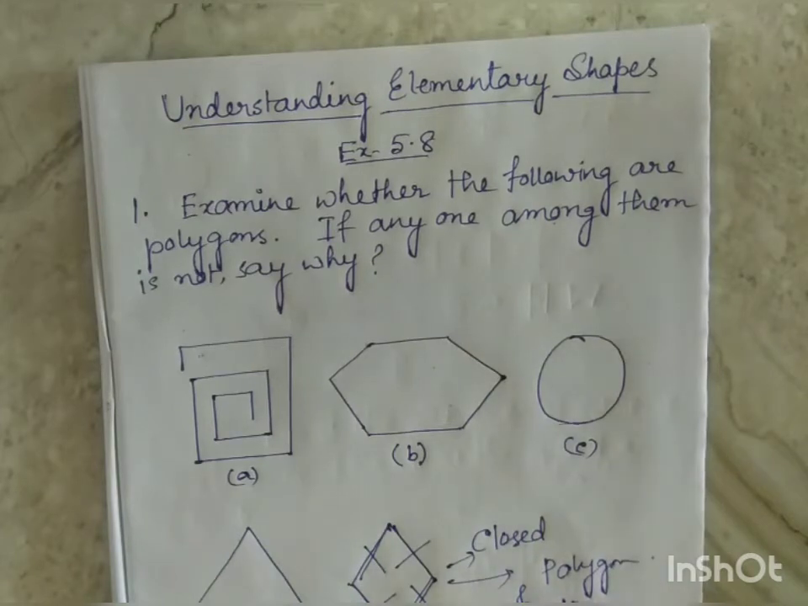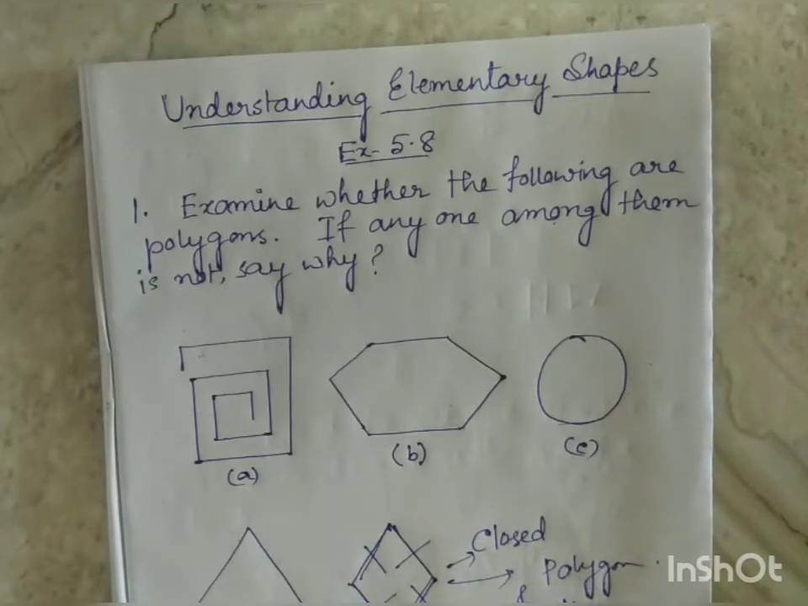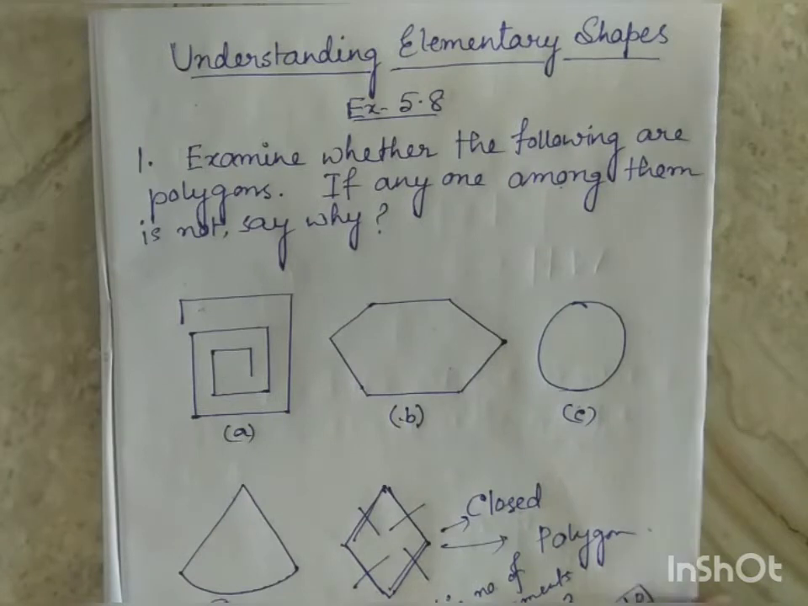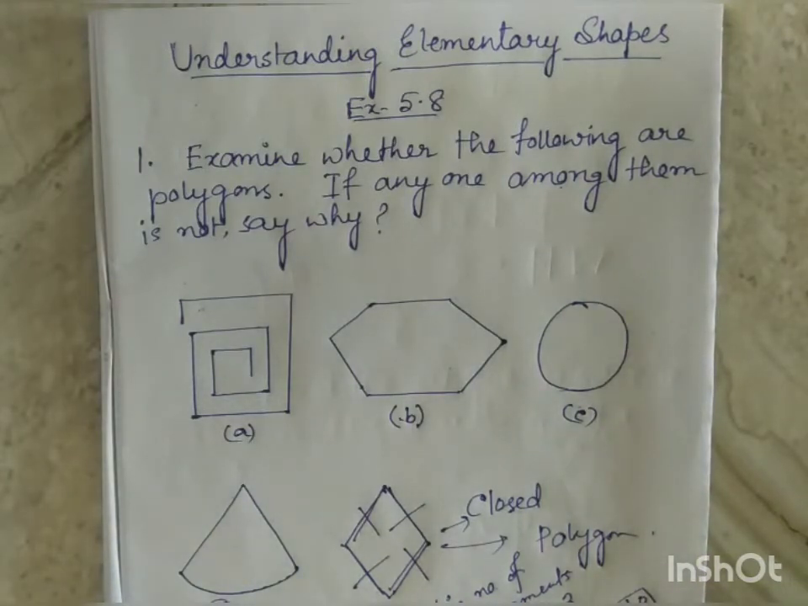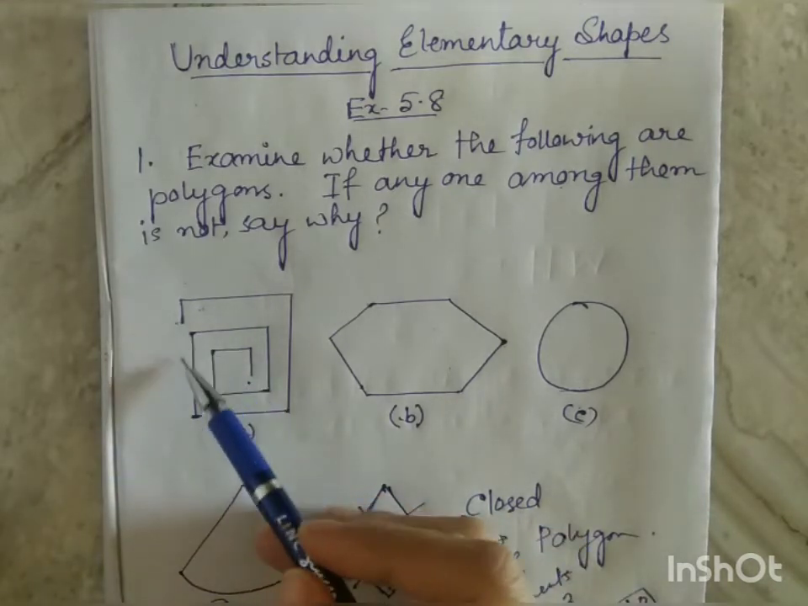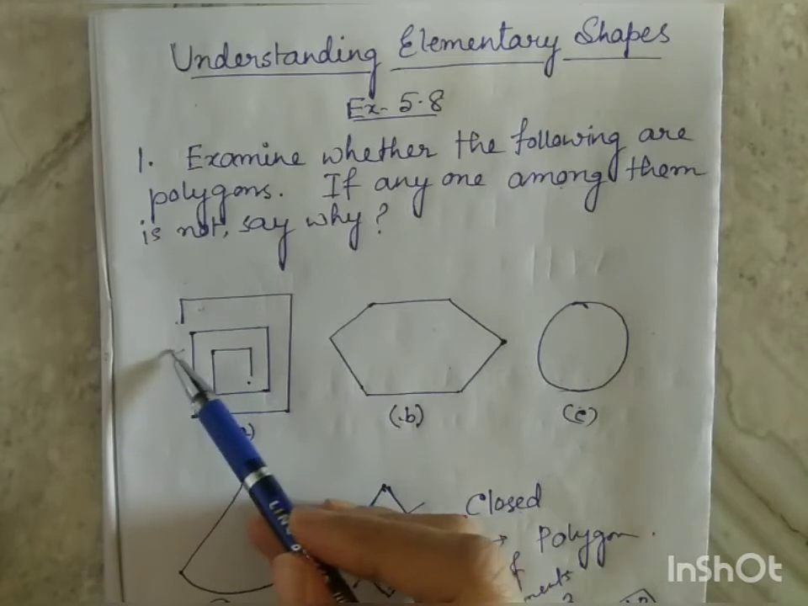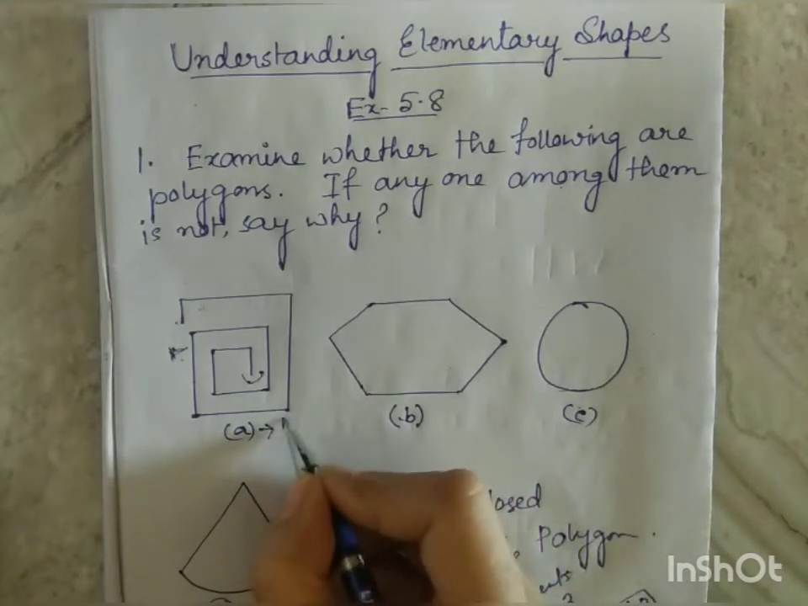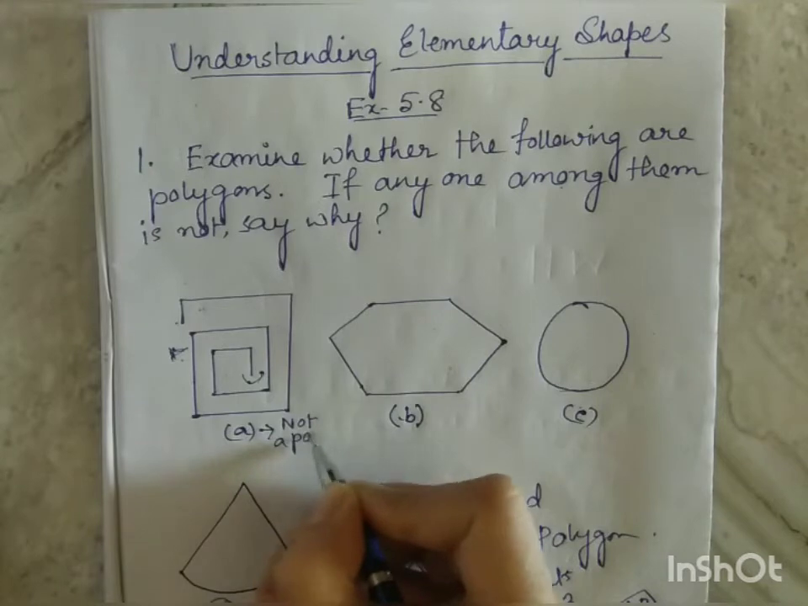Now the first question is written: examine whether the following are polygons. Here you can see 4 shapes are given and we have to check whether they are polygons or not. The first criterion for a polygon is a closed figure. Here we cannot see a closed figure; it is open on this side and also open on this side. So we cannot call it a polygon.